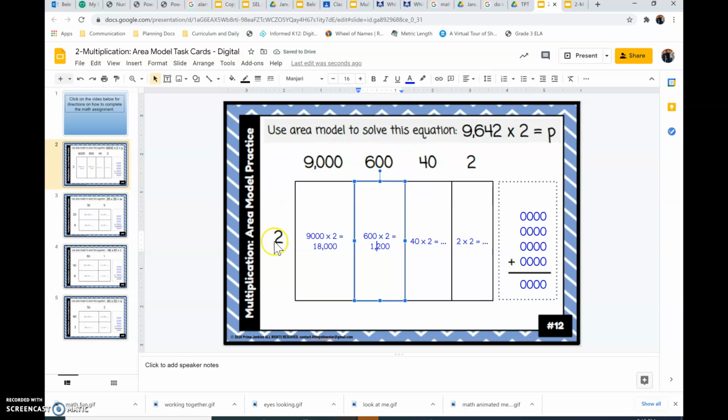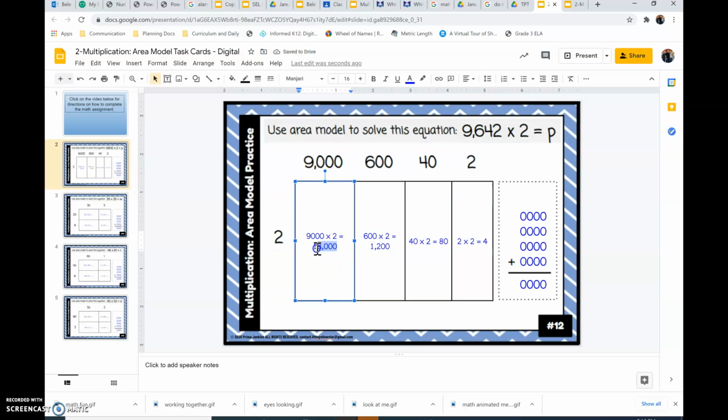Now, 40 times 2. I'm going to put my mouse right here. I'm going to get rid of the dots by copying it, highlighting it, and clicking delete. 2 times 4 is 8, and I have a 0 here. Means I just add a 0 in my product, my answer to my multiplication problem. 2 times 2, I'm just going to copy in here or click in here, highlight this. 2 times 2 is 4.